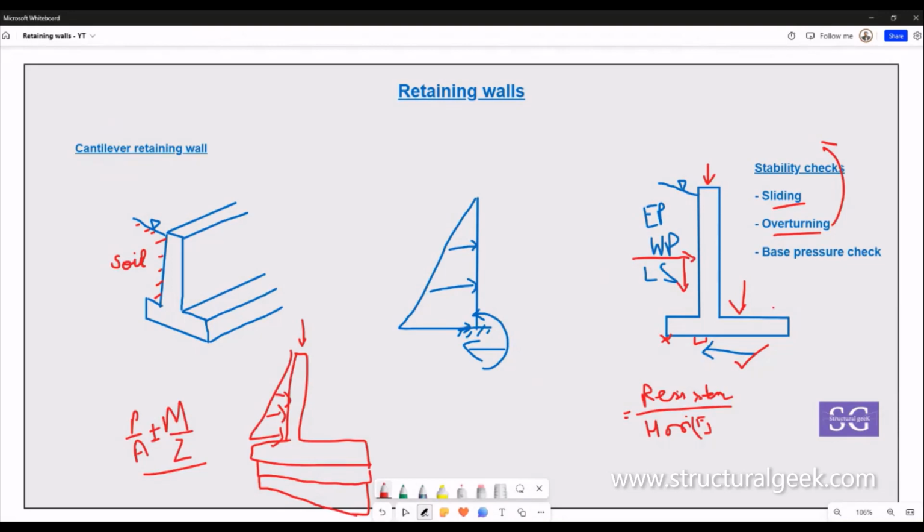So for a cantilever retaining wall, the stability checks become more and more critical, and sliding and overturning are two of them, and also we need to ensure the base pressures are okay.